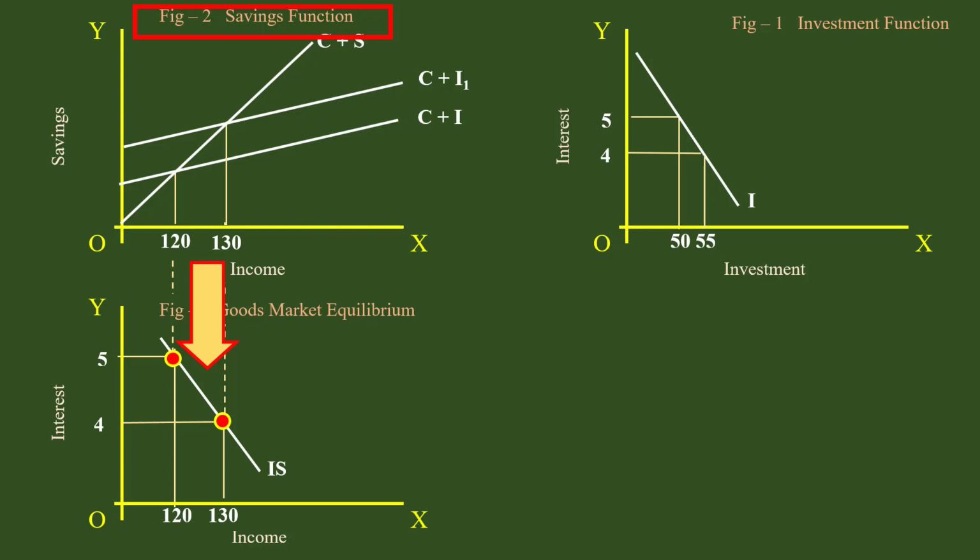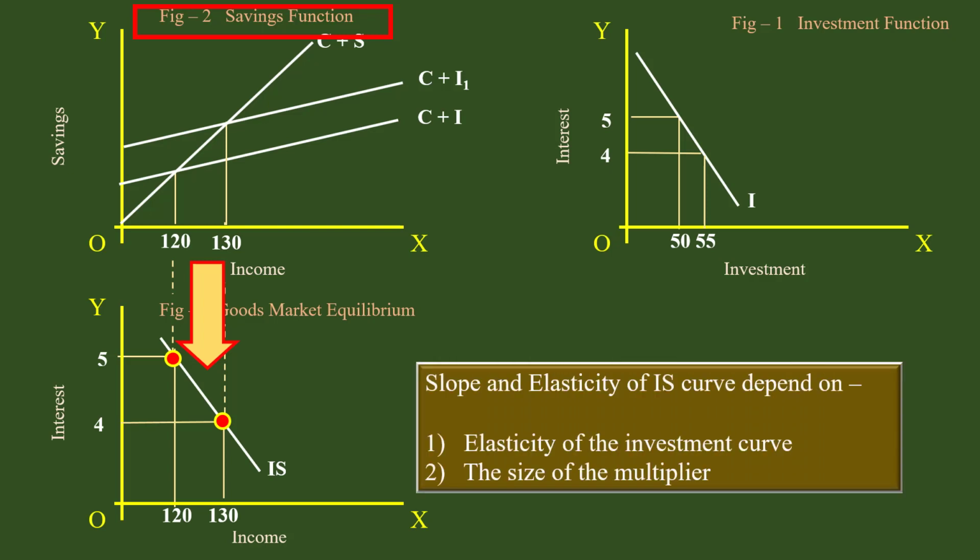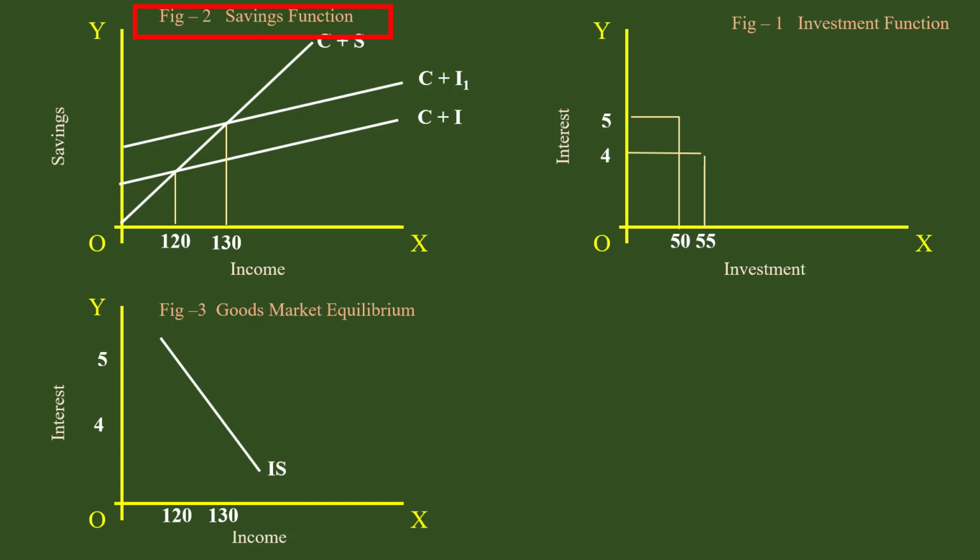Good. At the very outset, let me tell you that slope and elasticity of IS curve depend on 1. Elasticity of investment curve and 2. The size of the multiplier. We shall turn to the factors that determine the nature of slope, relatively steep or relatively flat. The first factor is elasticity of investment curve.